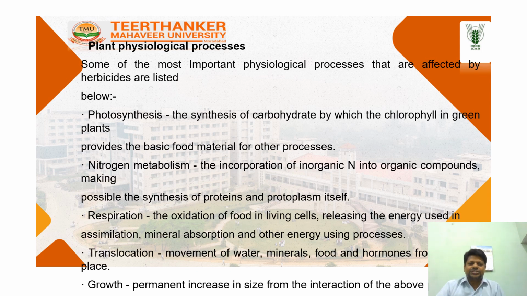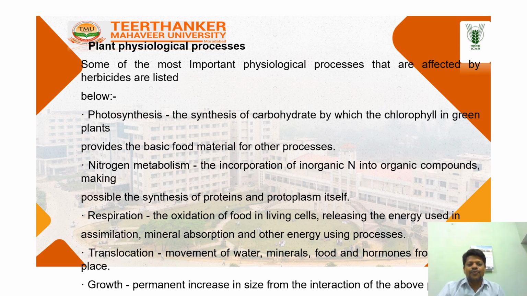Plant physiological processes. Some of the most important physiological processes that are affected by herbicides are listed below. Photosynthesis: the production of carbohydrate by chlorophyll in green plants, providing the basic food material for the plant. Nitrogen metabolism: incorporation of nitrogen into organic compounds, making possible the synthesis of protein and protoplasm itself. Respiration: the oxidation of food in living cells, releasing the energy used in assimilation of minerals absorbed and other energy using processes.